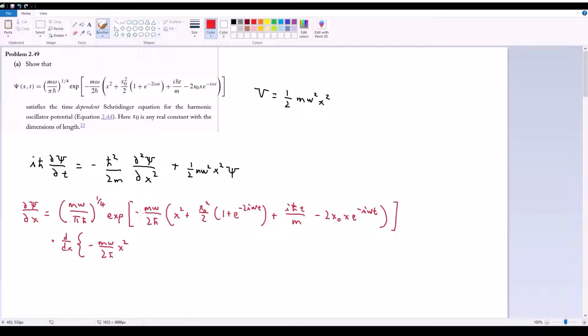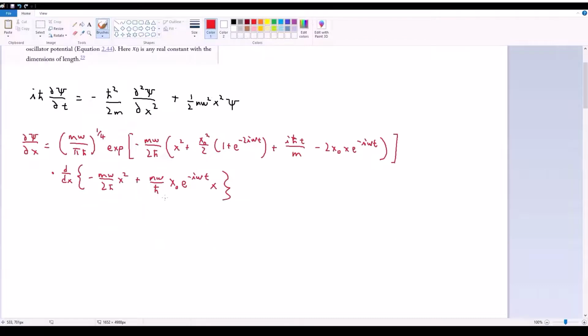Our final term is going to be negative m omega over 2h bar multiplied by negative 2 x naught x e to the negative i omega t, so I'm going to include that one, plus m omega over h bar, because the 2's cancel out, multiplied by x naught times e to the negative i omega t multiplied by x. So at this point, we get that the partial of psi with respect to x is equivalent to, and we can factor out an m omega over h bar. In fact, let's factor out a negative m omega over h bar. So this is going to be m omega over pi h bar to the power of 1/4 times exp.